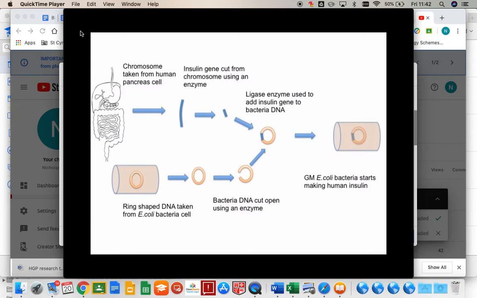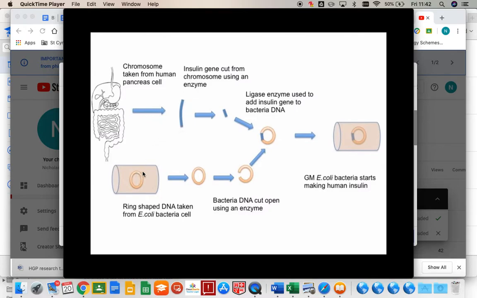So this is a lesson on genetic engineering for A-level. Okay, so I'm going to start with what you know from GCSE. So the idea here is that we're going to get bacteria to produce human insulin. So we get the idea that we cut the gene that codes for the insulin from the pancreas cell using an enzyme called a restriction enzyme.